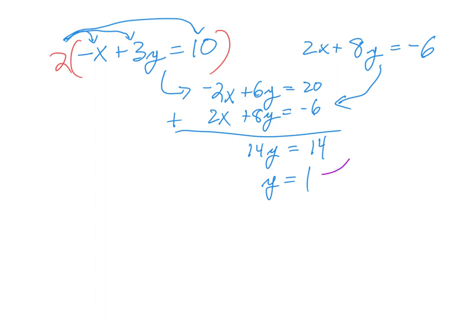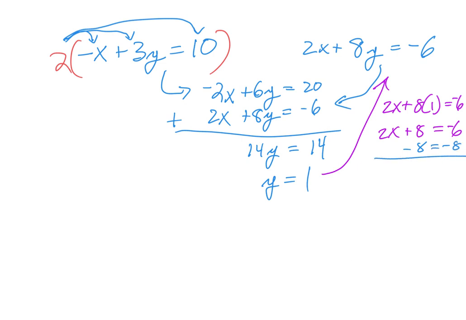Let's bring this up into this equation. 2x plus 8 times 1 equals negative 6. 2x, which is then just plus 8, equals negative 6. Subtract 8 from both sides because negative 8 equals negative 8. 2x equals negative 14. Negative 6 plus negative 8, or negative 6 minus 8, either way you think about it. Divide by 2, x equals negative 7.